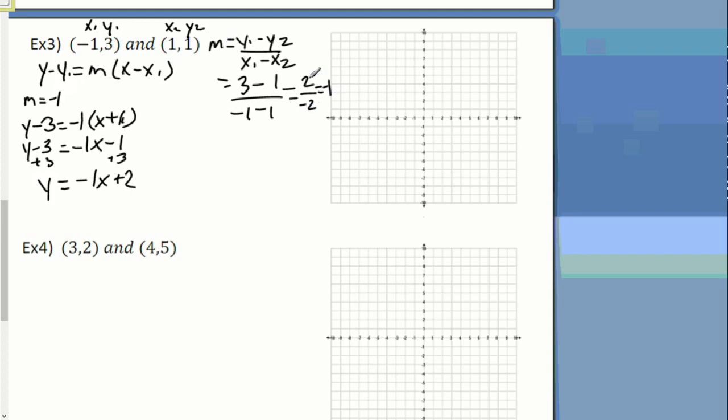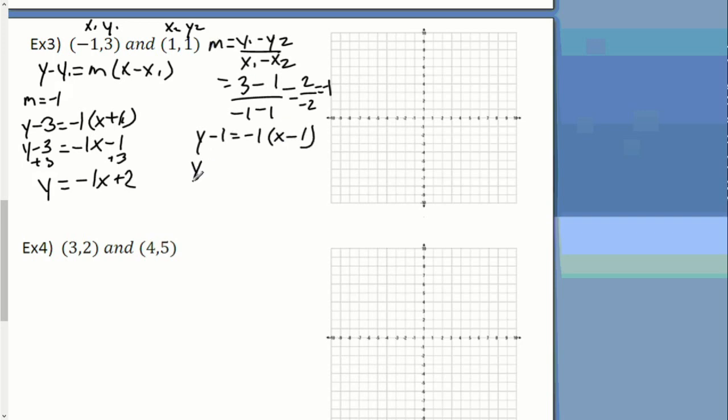So they both have this slope of negative 1, and I use this point right here for my x1, y1. But what would happen if I use this point instead? Well, I would do the same thing. I would say y minus 1 is equal to negative 1 times x minus 1.